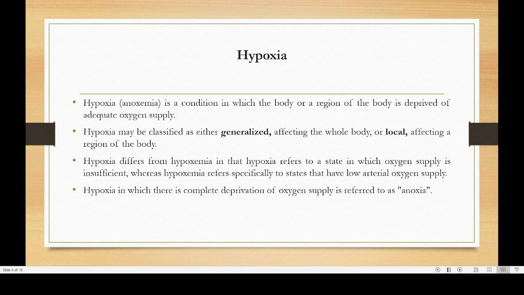Then there is some difference between hypoxia and a related situation known as hypoxemia. Hypoxia refers to a state in which oxygen supply is insufficient. When the supply of oxygen in the atmosphere is very low, that normally results in hypoxia, whereas hypoxemia specifically refers to low arterial oxygen supply. So in the case of hypoxia, the atmosphere may not have enough oxygen.